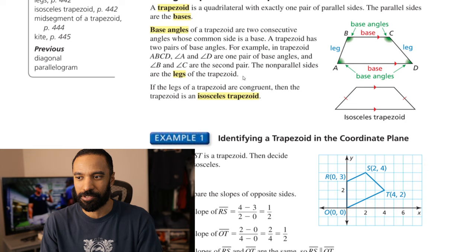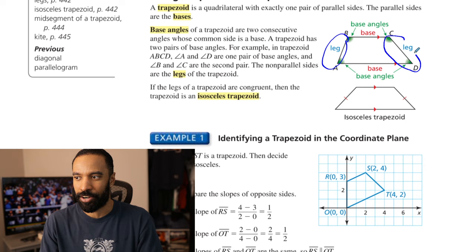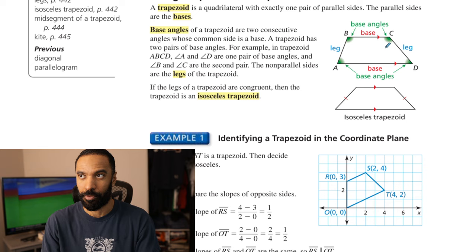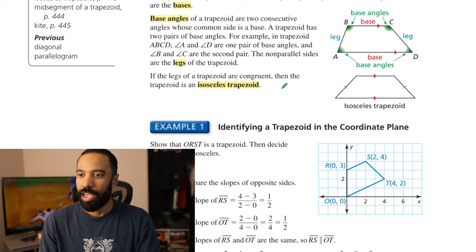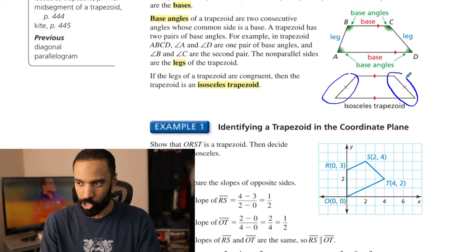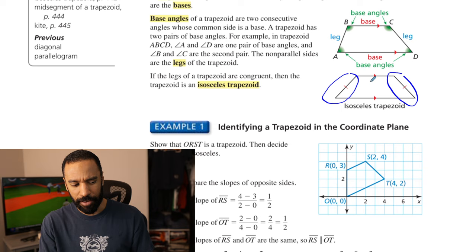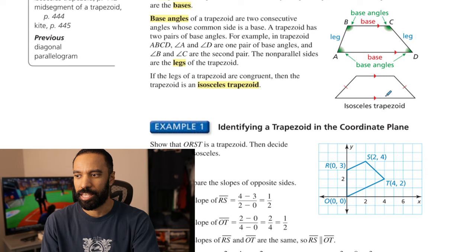The non-parallel sides are the legs of the trapezoid. So here's a leg, and there is a leg. So in triangles, we've seen legs in isosceles triangles and in right triangles, but now trapezoids also have legs. If the legs of a trapezoid are congruent, then the trapezoid is an isosceles trapezoid. Now these two are congruent. The pair of parallel sides shouldn't really ever be congruent because then that would be a parallelogram, right? We know that if this pair is congruent and parallel, it's a parallelogram.